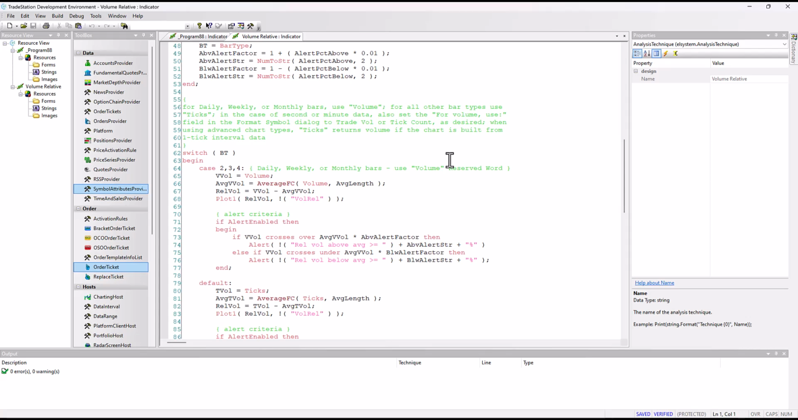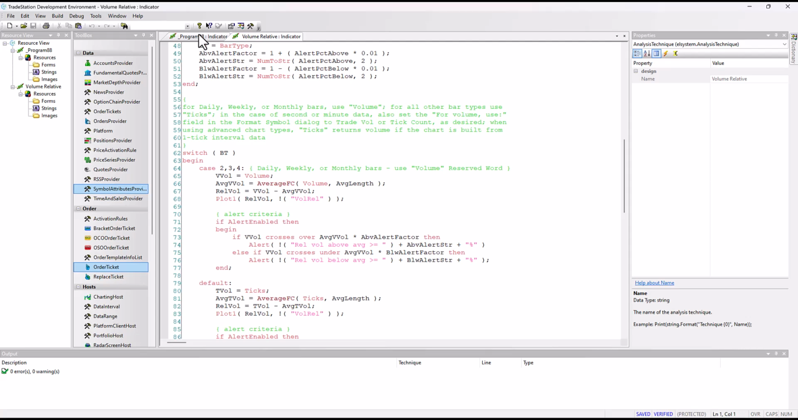And then because we use different keywords for volume, for a minute chart, for example, we would use the keyword ticks. So we'd say tvol equals ticks, and we'd say the average of those ticks, and we'd say the relative volume is tvol minus the average volume, and then we plot that on the chart.